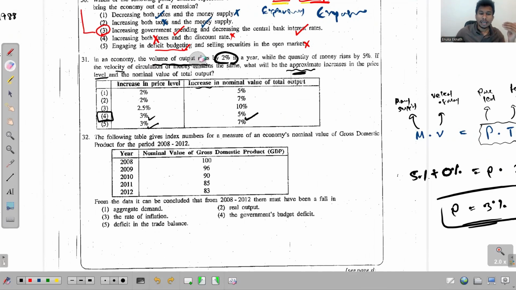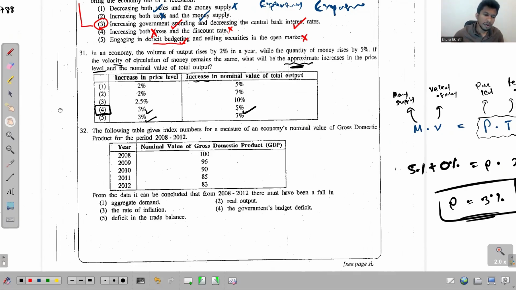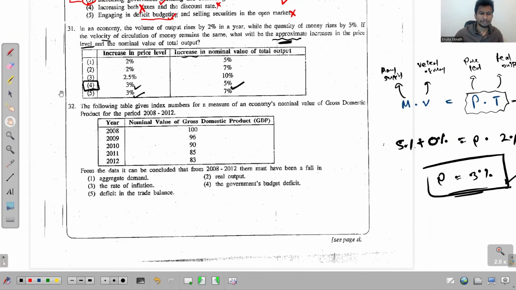එතකොට if it is increased by 2%, you just consider the whole value to be 102. Now let's move to this question number 32.